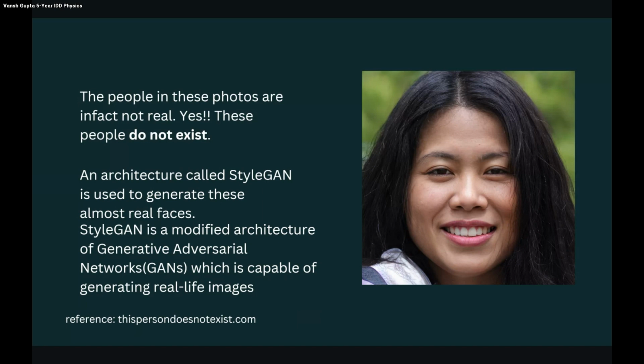An architecture called StyleGAN is used to generate these almost real faces. StyleGAN is a modified architecture of generative adversarial networks. Does anyone here know about generative adversarial networks? Okay, I'll tell you about it in the last slide. It is capable of generating real-life images.